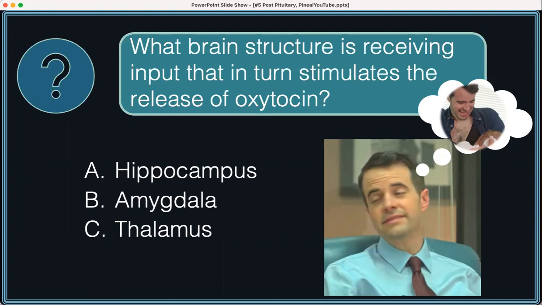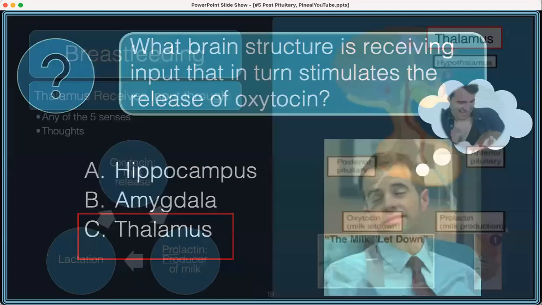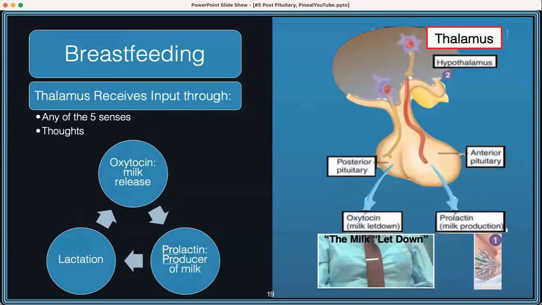So what brain structure is receiving the input that in turn stimulates the release of oxytocin? Is it the hippocampus, the amygdala, or the thalamus? The answer is the thalamus. Remember, the thalamus is the one that's receiving special sensory input, but also thoughts. So the thalamus receives input through any of the 5 senses. So oxytocin is released, prolactin produces milk, and the result is lactation or production of breast milk.